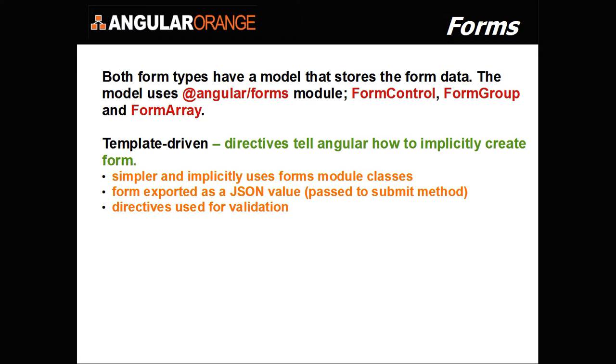Okay, template-driven, all directives tell Angular how to implicitly create the form. It's simpler and implicitly uses forms module classes. The form is exported as a JSON value. It's passed to the submit value. Well, the form is passed to the submit value. You can do a dot value on that form and get the JSON value if you want, but it's really the form that's being submitted. But typically we submit the form.value so we get a handle on the JSON value in the back end anyway.